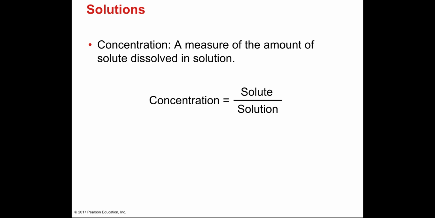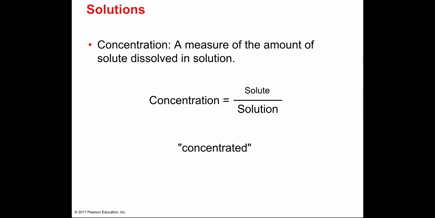The way we find concentration is to divide the amount of solute, the mass of the solute, by either the volume of the solution or the mass in kilograms of the solution, depending on the type of concentration.